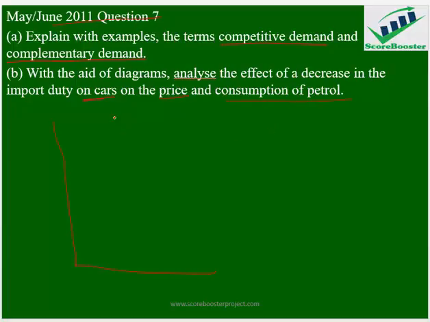So, for example, what they are saying is that this is what we call a complementary product. Now, if these products are complementary, car and petrol, and there is a decrease in the duty on this particular product, what happens to the consumption of this? It will increase. So it will be like this. It will go up, but not the price. No. It will be like this. Something like this. We move from D1 to D2.